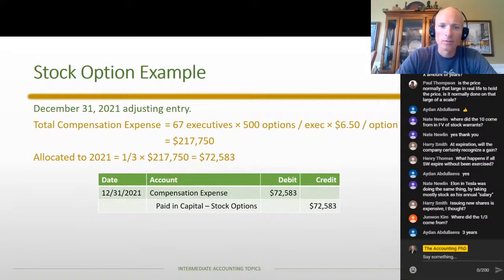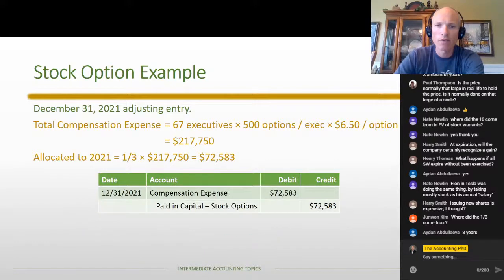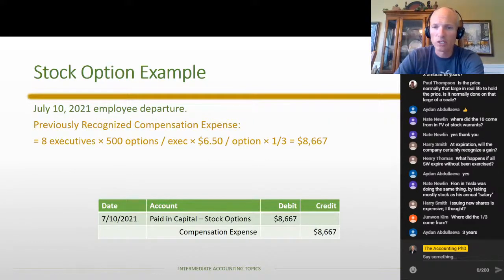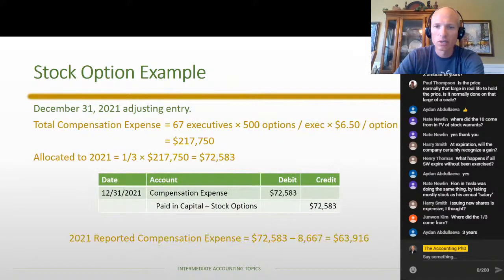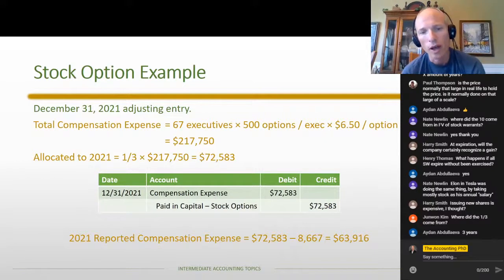Now, one thing I want to highlight here is that there are 2 components to compensation expense in 2021. There's the compensation expense debit that we recorded here on 12/31/2021. But we need to subtract off, if you think about the prior journal entry, we had credited compensation expense $8,667. And so the net compensation expense is $63,916. This is what would be recorded on the company's financial statements. They would record the $63,916 as the total compensation expense for these stock options in 2021. Again, the adjusting entry amount minus the departure in July.